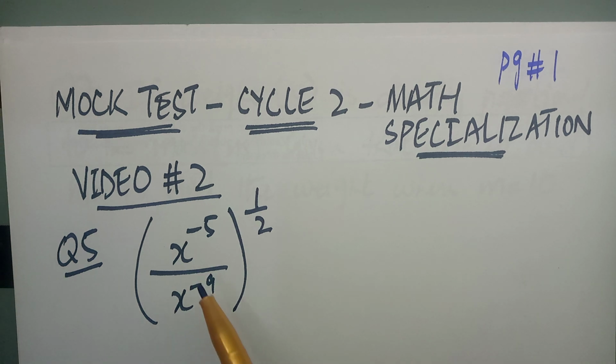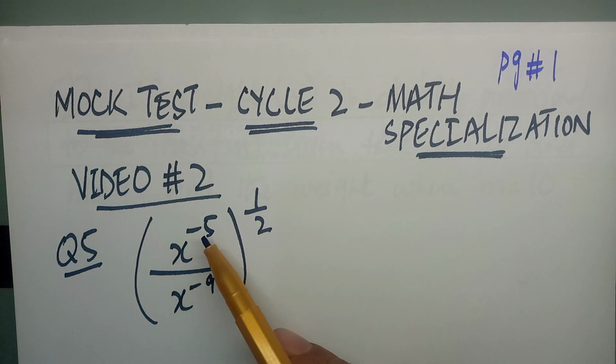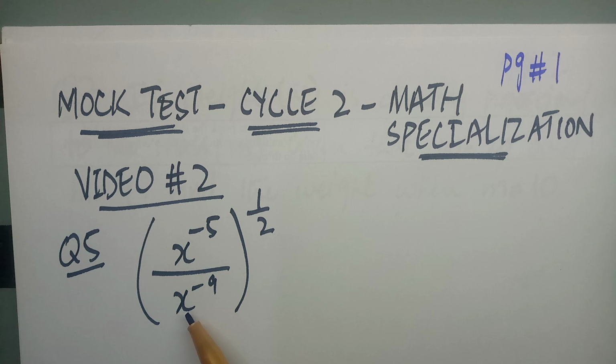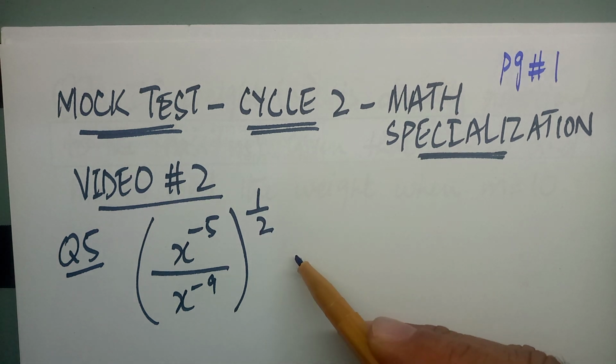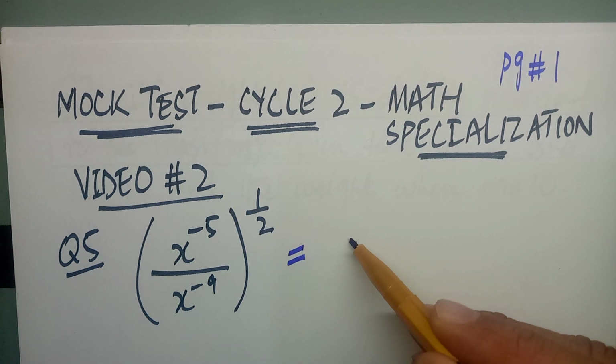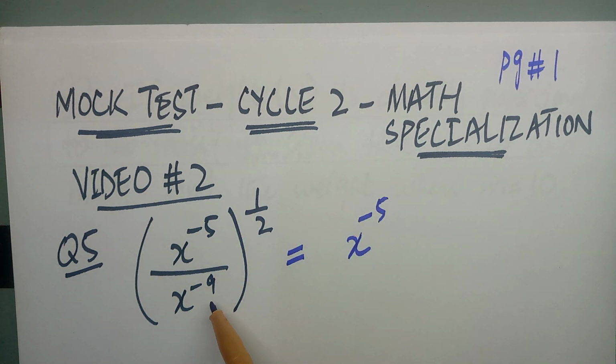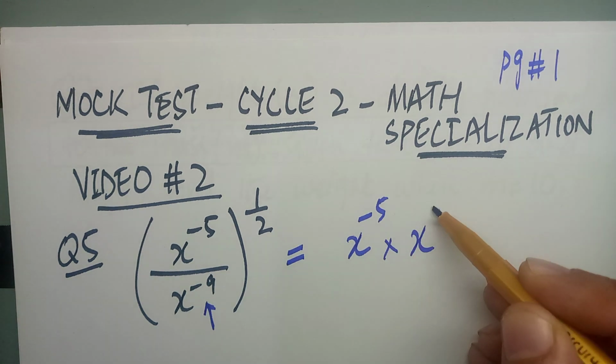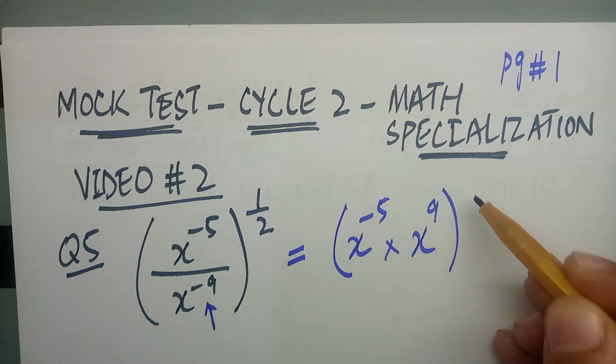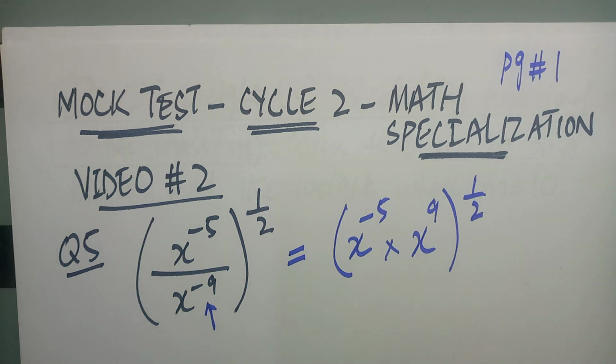In this question number 5, we have x to the power minus 5, divided by x to the power minus 9, and then we have a whole power of 1 upon 2. So first of all, we need to make the negative power that is written in the denominator a positive power, and then we keep the same 1 upon 2 as a whole power.